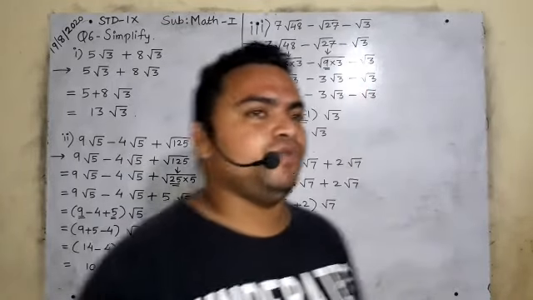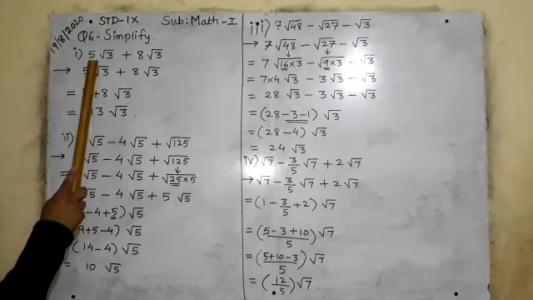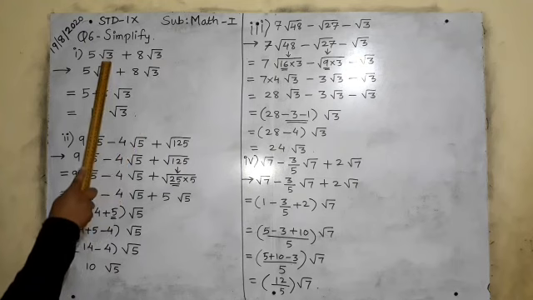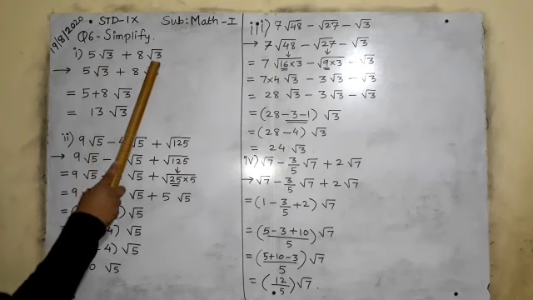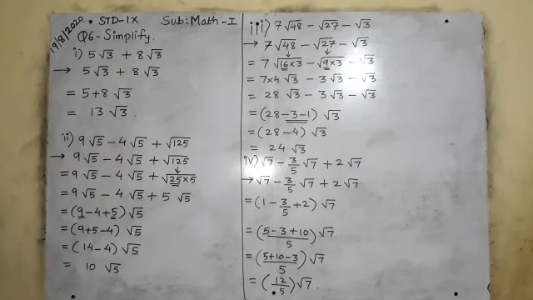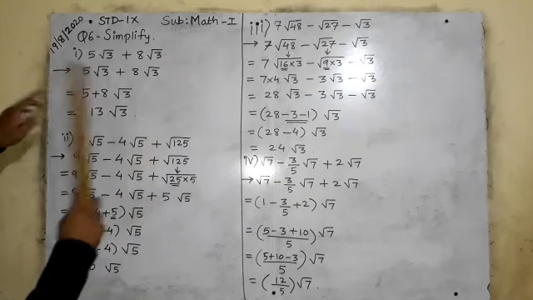So please look at the board. See here, question number 6, simplify. This is 5 square root 3 plus 8 square root 3. Here also the third is root 3, here also the third is root 3. Means these two numbers have like thirds. इसके पास भी सेम और इसके पास भी सेम सर्ड है, so addition is possible.